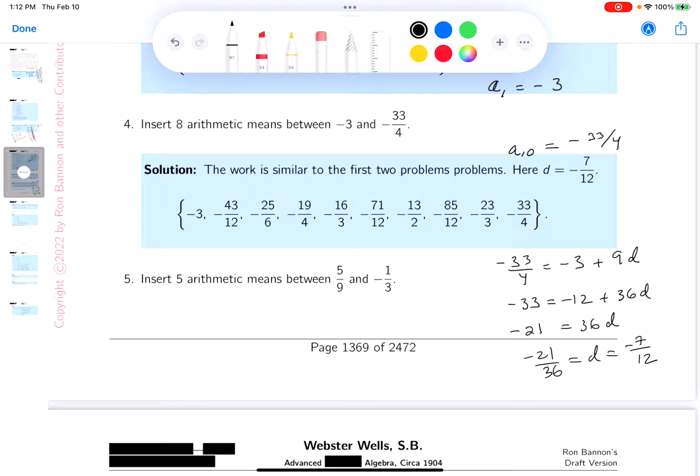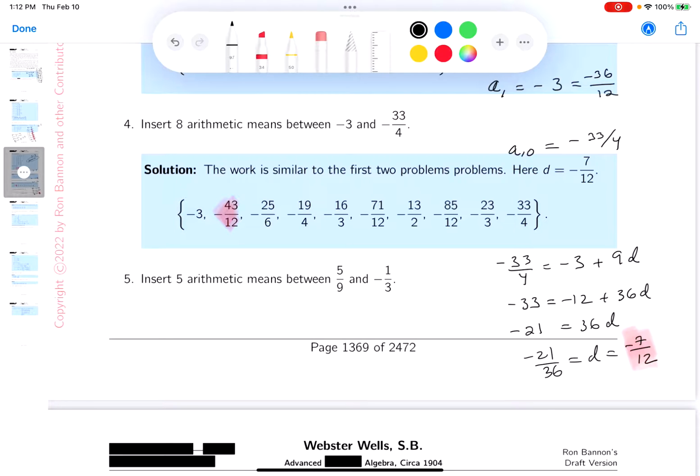Now, what I notice is, for me to do this, I got to keep adding on. I need to take that number minus 3 and write it in terms of twelfths. And what would that be? Minus 36 twelfths. All right? So I have to keep adding on that number. All right, so what would you get? Well, if you did that, minus 36 minus 7 is minus 43 twelfths. Now, minus 43 twelfths plus minus 7 twelfths is minus 50 twelfths.